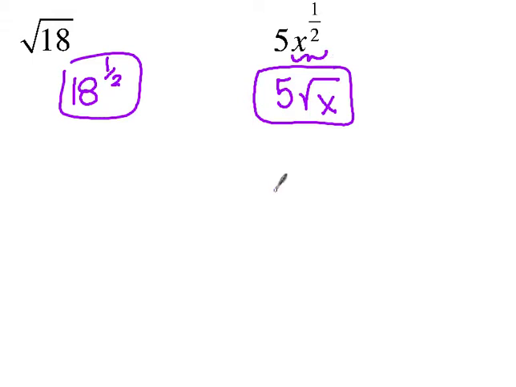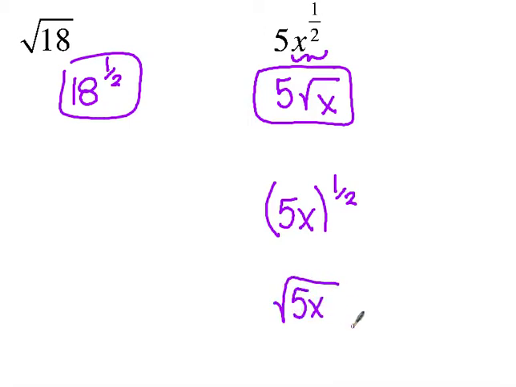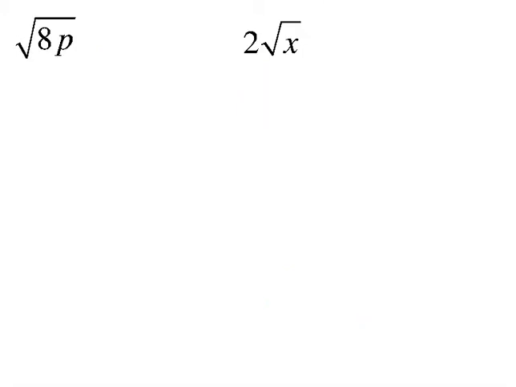Now, it would have been different if it would have been written this way. If it would have been written this way, both the 5 and the x would be under the square root. Okay, so understand that it matters if you have parentheses or not. So let's look at this one.